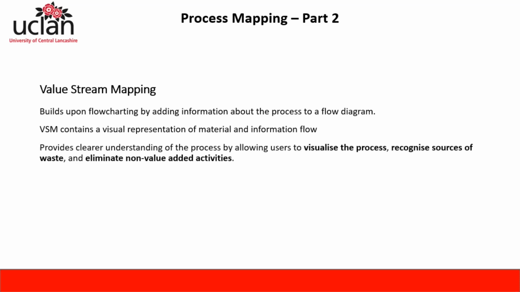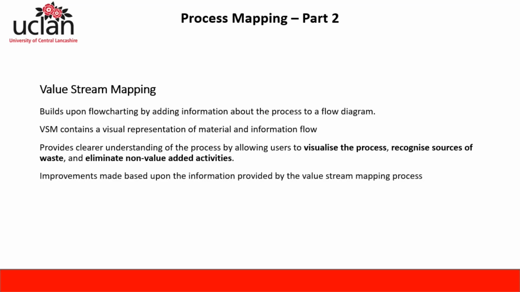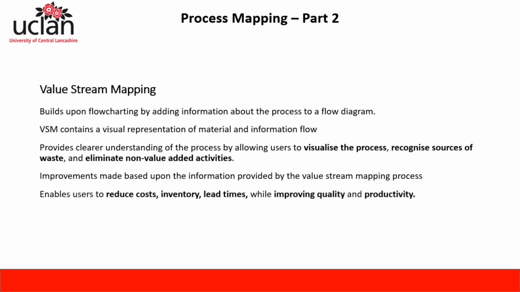And because of this graphical way of representing this information, it provides a clearer understanding of the process by allowing users to visualize the process, recognize sources of waste, and eliminate the non-value added activities. Improvements can then be made based upon the information provided by the value stream mapping process using techniques such as the 5 W's and 2 H's. And then it enables users to reduce costs, inventory, lead times, whilst also improving quality and productivity.